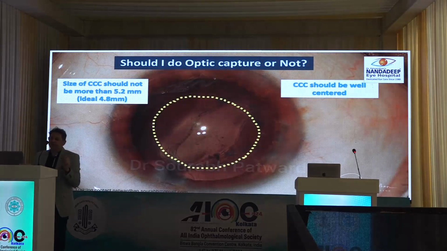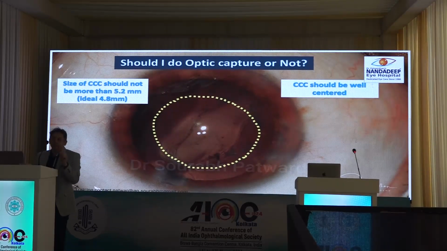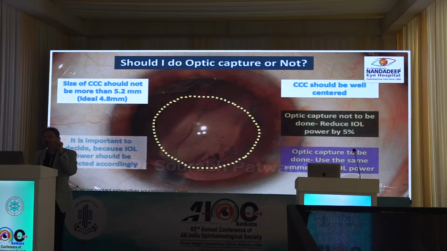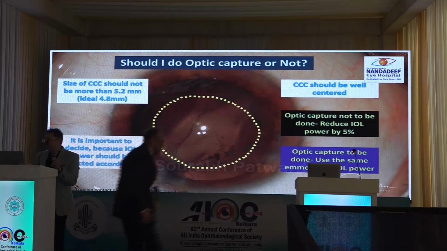Ultimately, even in case of PC rupture, we want to give the best refractive outcome to the patient. A patient after PCR, if the patient has unaided 6/6 vision, he is going to be happy. But if he has residual refractive error, he is not going to be happy. So what is the ideal case where you can do optic capture? A CCC should not be more than 5.2. Ideal is 4.8. So if you have a PCR case, I always target a 4.8 millimeter central rhexis. Why is it important? Because if I am not going to do optic capture, I reduce the IOL power by 5%. If I am going to do optic capture, I just keep the same emmetropic IOL power which has to be placed with optic capture.